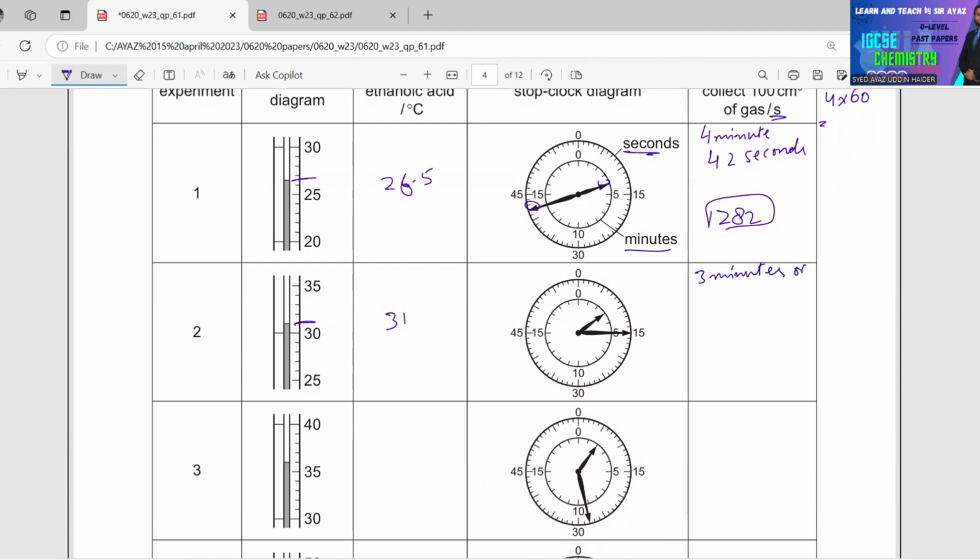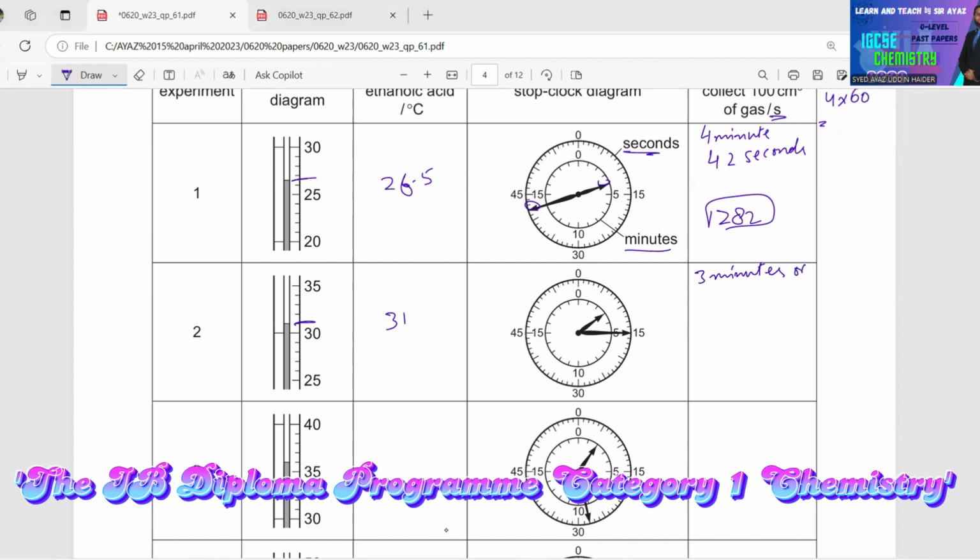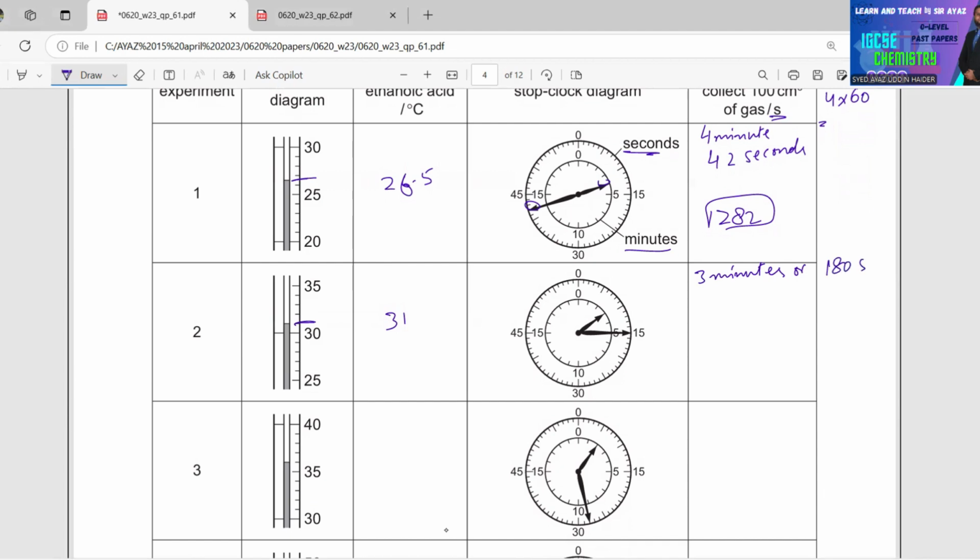3 minutes means 3 multiplied by 60. What you will get? You will get 180 seconds. What about seconds? We have 15 seconds. So you will add 15 to 180. So it must be 195 seconds.